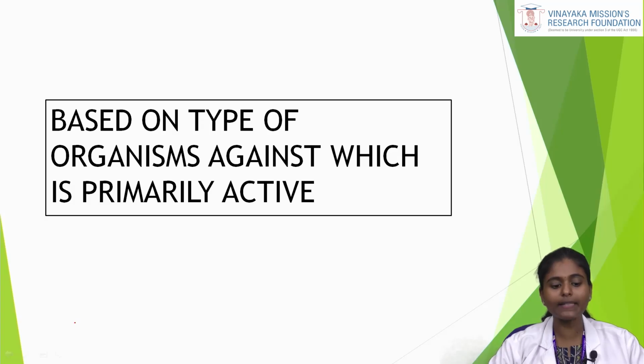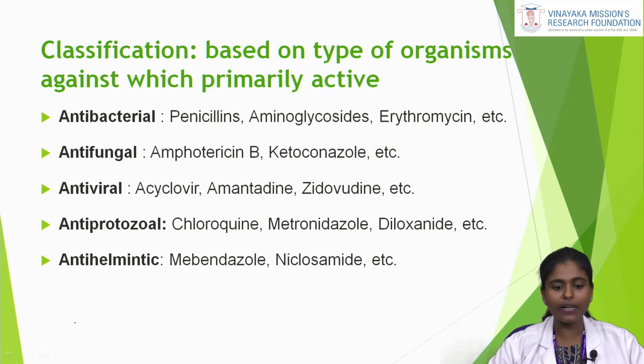Coming to the classification based on the type of organisms against which the drug is primarily active. Example, antibacterial like penicillins, aminoglycosides, erythromycin, etc. Antifungal including amphotericin B, ketoconazole. Antiviral including acyclovir, amantadine, zidovudine, etc. Antiprotozoal drugs like chloroquine, metronidazole, diloxanide, and anthelmintic drugs including mebendazole, niclosamide.